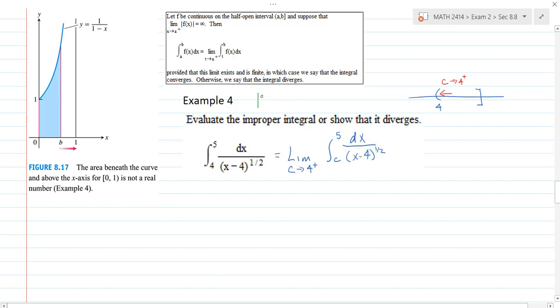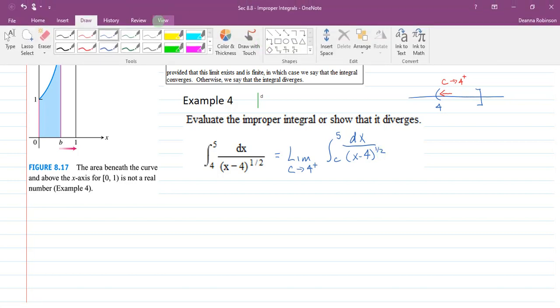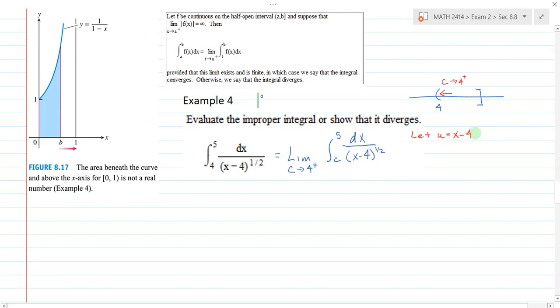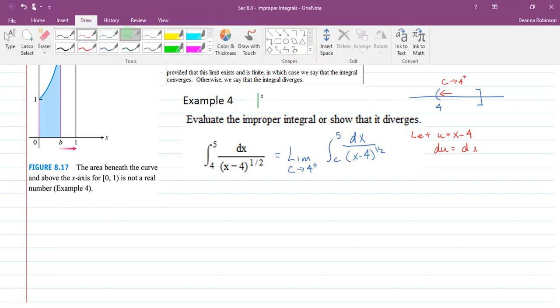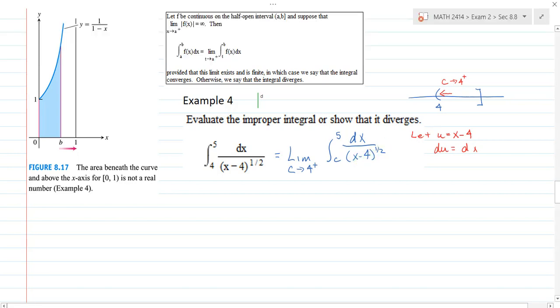How would I evaluate this integral? Well, that 1/2 power is the square root. I could do a u substitution. So what would I let u be equal to here? I'd let it be x minus 4. What is du equal to? It's equal to dx. Well, great, I got a dx. So this is going to be u. What do I have to do whenever I change my variable of integration? I have to change the bounds.